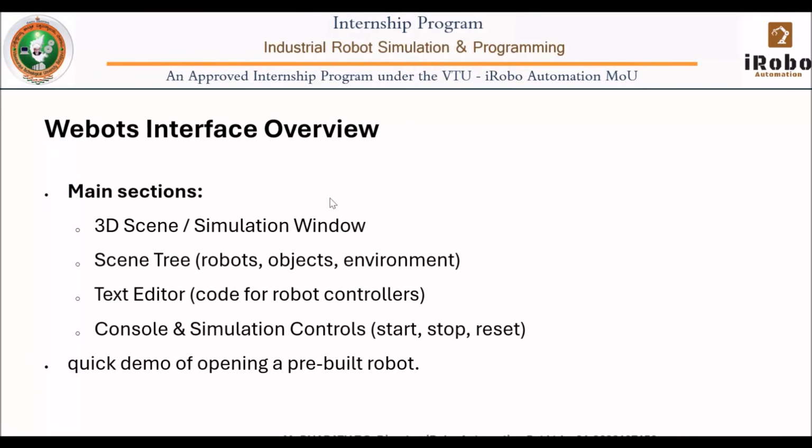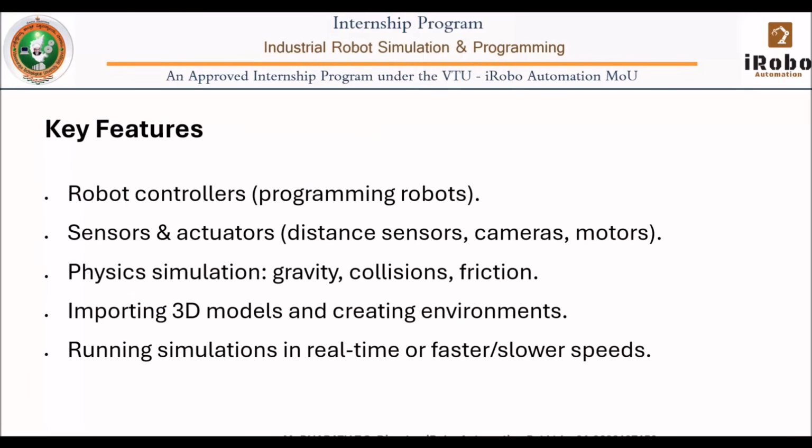Next, we understood the main sections of Webots. Okay. Key features of Webots. You have observed that there are different types of robot controllers. Five different languages: C, C++, Python, then many programming languages are there. Okay, so that is an advantage: a single software offering multiple languages. Even a variety of sensors and actuators are available. Gravity, collisions, frictions can be added, so that it becomes very realistic simulations.